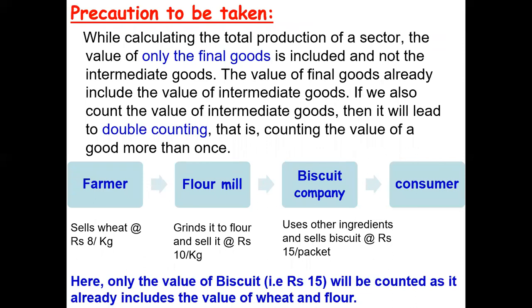Now, while calculating the total production of the sector, the value of only final goods is included and not the intermediate goods. The value of final goods already includes the value of intermediate goods. So, if we also count the value of intermediate goods, then it will lead to double counting, and that is counting the value of a good more than once.